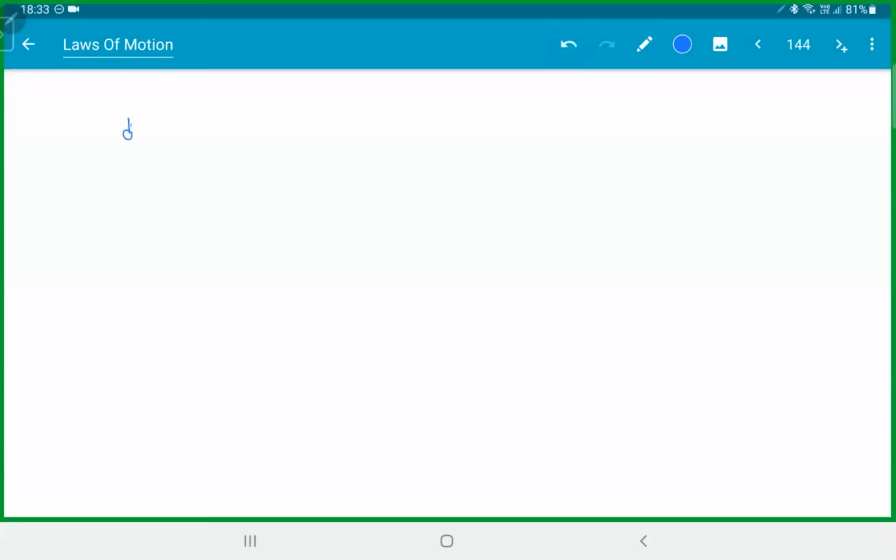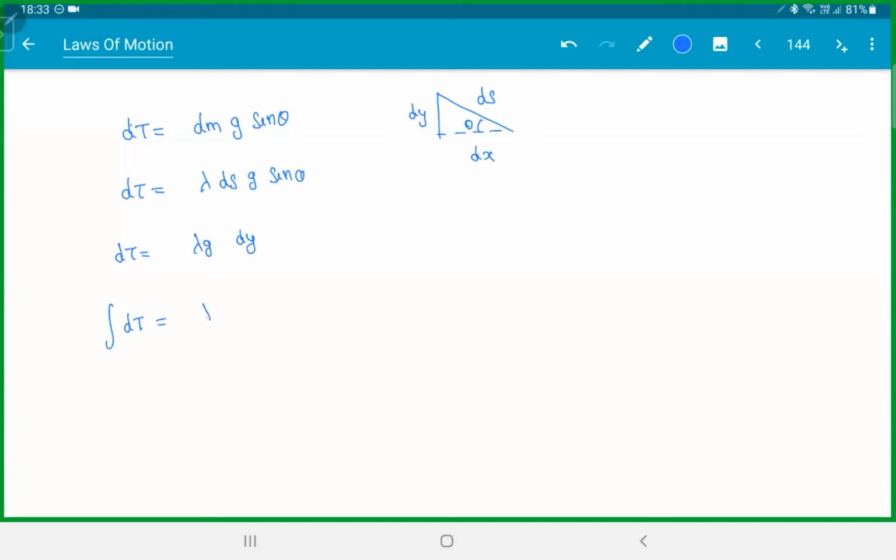So now once we got this, dT is equal to dm g sin theta. dm is nothing but lambda ds, so lambda ds g sin theta. Now observe this thing. If this is ds, this is theta, this is dy, and this is dx, dT becomes lambda g ds sin theta, which is dy. Integrate on both sides. Integral dT, lambda into g is constant, you get integral dy. The limits will go from 0 to height h, and T dash to T. This will give you T minus T dash is equal to lambda g h.